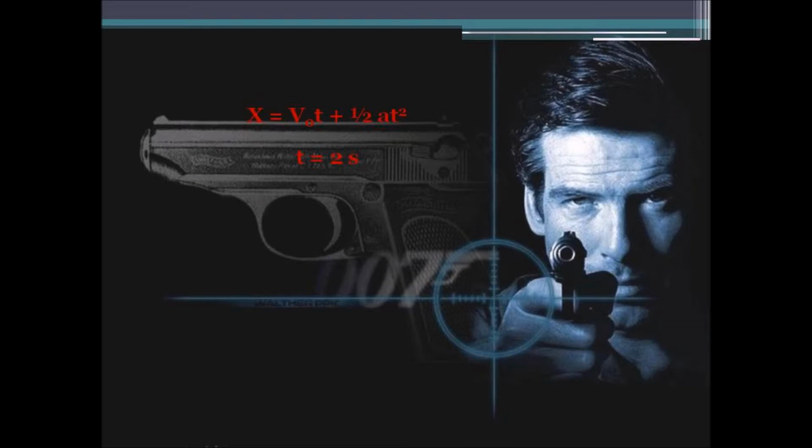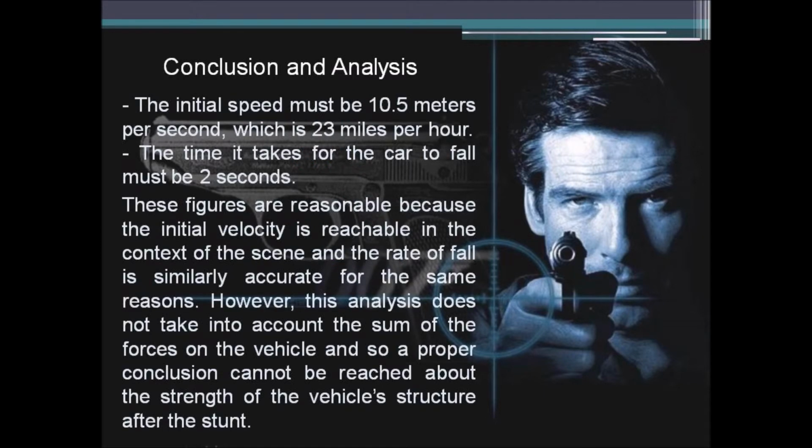Now that we know the time it takes, we can find the initial horizontal velocity. We can use the same equation, and we know that t = 2 seconds. Since the acceleration is 0, we can simplify the equation to 21 meters = v0 × 2 seconds + 0. This gives us an initial velocity of 10.5 meters per second. The calculations find that the initial velocity of the vehicle must be 10.5 meters per second and that the time of its fall is 2 seconds.